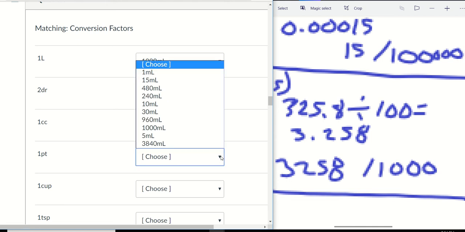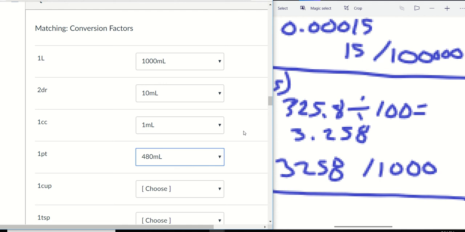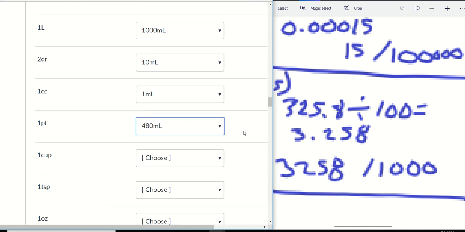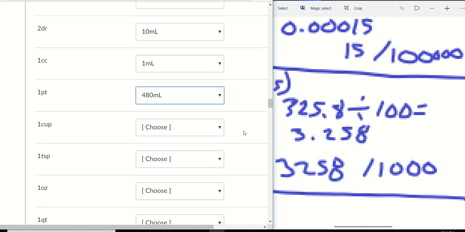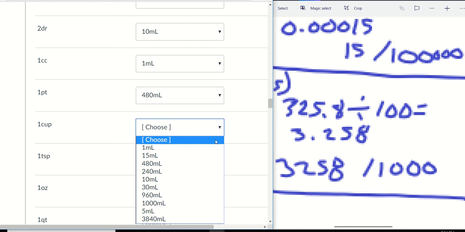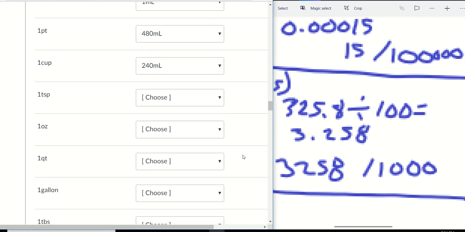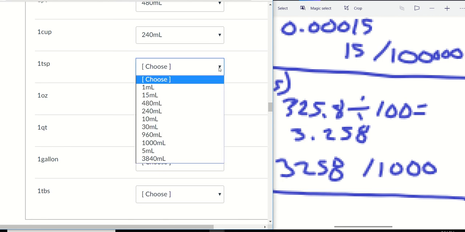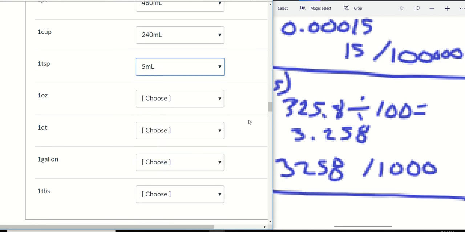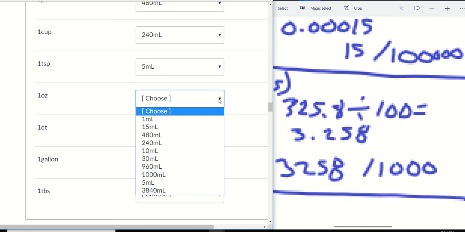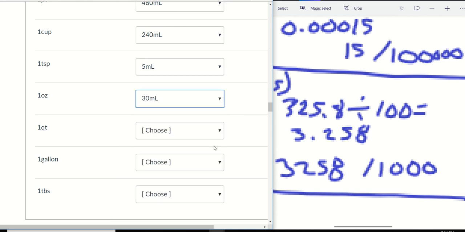Pint, the smaller one. No, not 240. 480. That's 16 ounces. So when you buy beer by the pint, it should be 16 ounces. 1 cup. That's half a pint. 2 cups is a pint. Half a pint's a cup. 8 ounces is a cup. Small spoon is same as a dram. A dram for us is also 5 mLs. 1 ounce is approximately 30. So that is 2 tablespoons full as well.